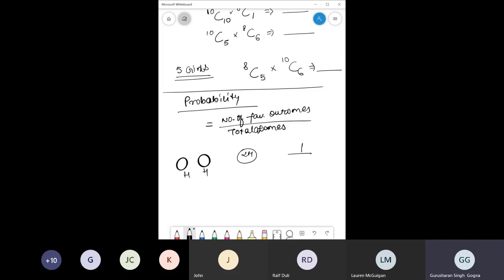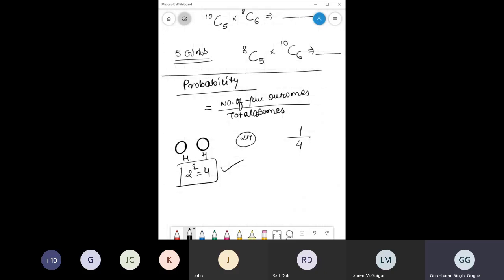So there is only one outcome which can give me 2 heads, and total outcomes are 4. So 4 outcomes. How did I get 4? Because there are 2 coins. So 2 squared is equal to 4. So I know that for 2 coins, the total outcomes are 4. So the probability is 1 over 4 for 2 heads basically.